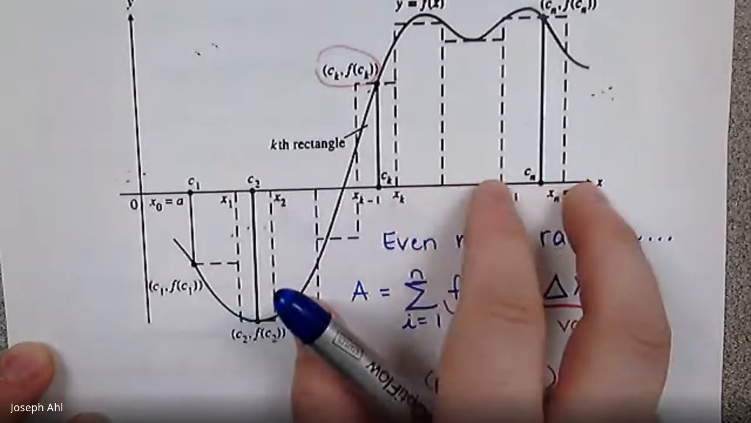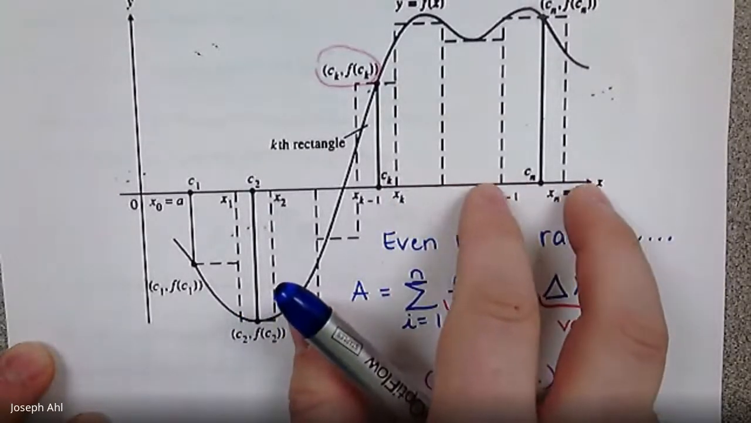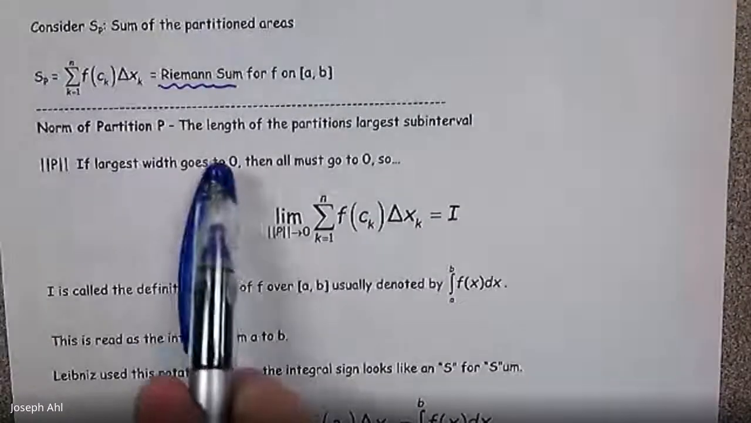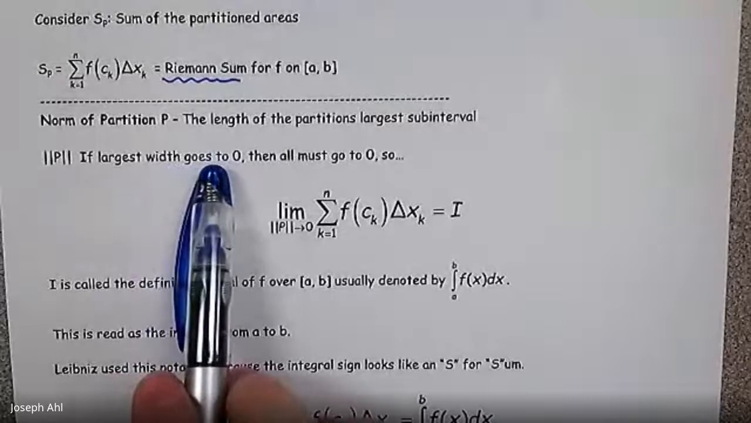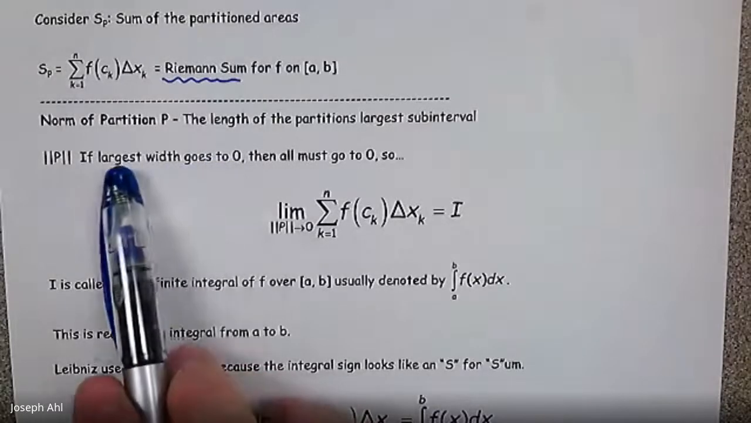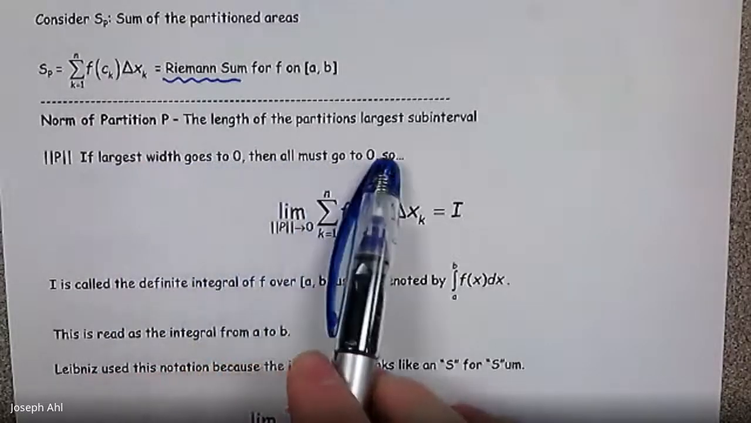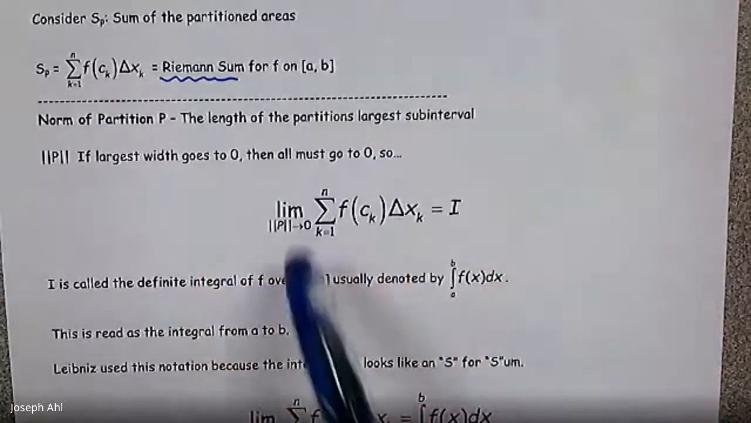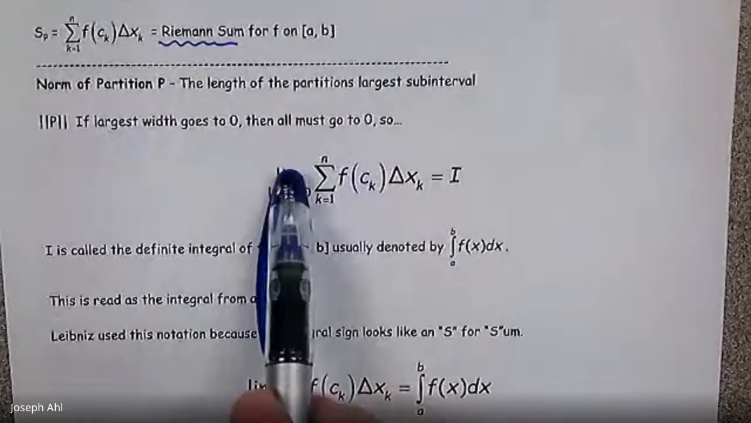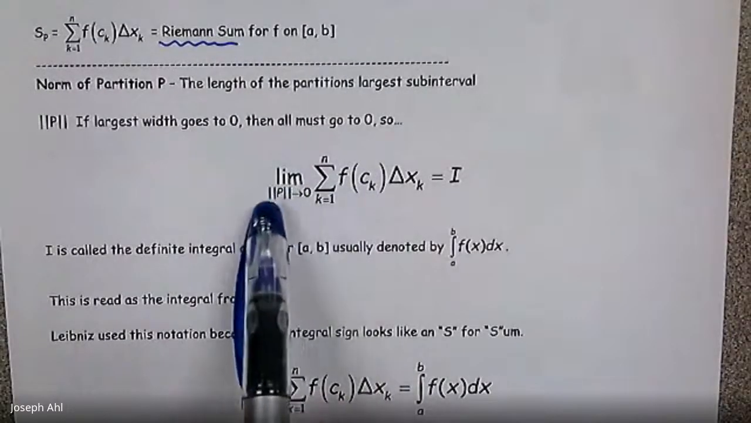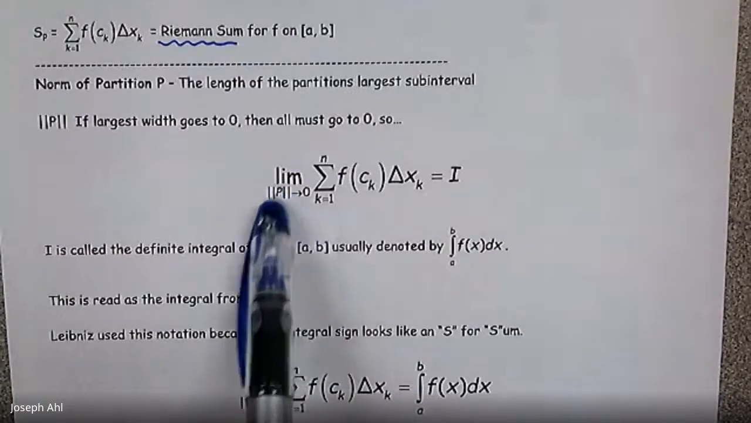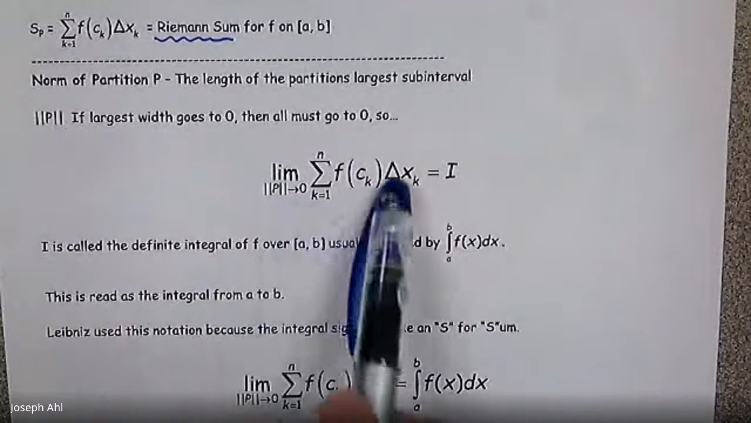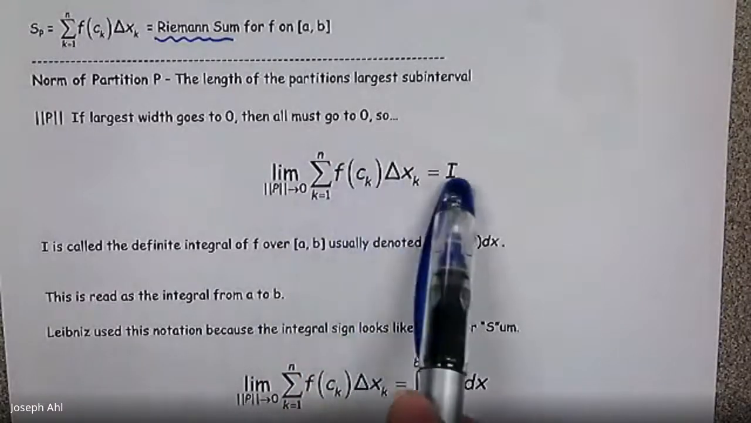Maybe it's this interval, maybe it's this interval. And if we take that largest subinterval and we take that width and we make it go to 0, well, if the largest of our subintervals goes to 0, then all the rest are going to follow suit, aren't they? All the other widths are going to shrink down to 0 as well, meaning that if you take the limit, this is the notation for the norm of the partition, the limit as that norm of the partition goes to 0 of the areas under the curve, that equals capital I.